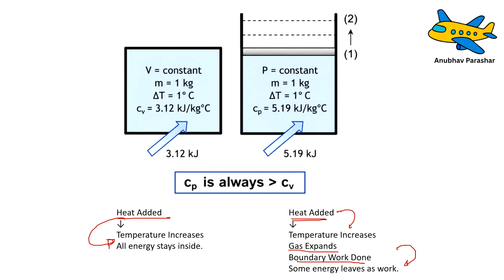So to increase the temperature by the same amount, we want delta T to be the same for both cases. We want an increase in temperature of 1 degree centigrade, right? More amount of heat will be required for the constant pressure case than the constant volume case.